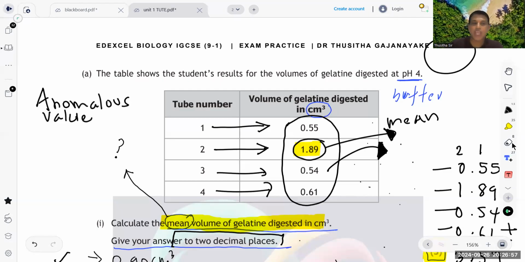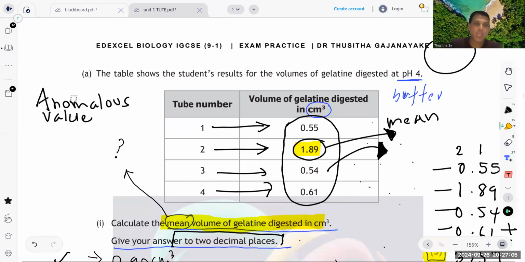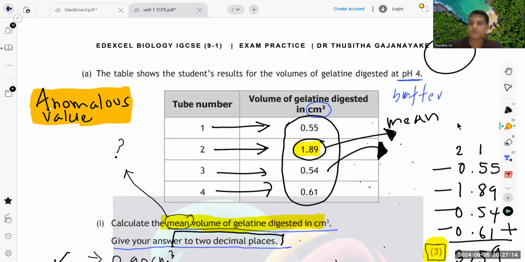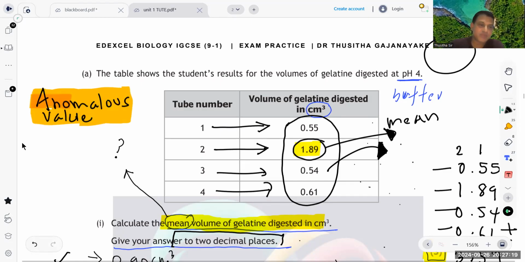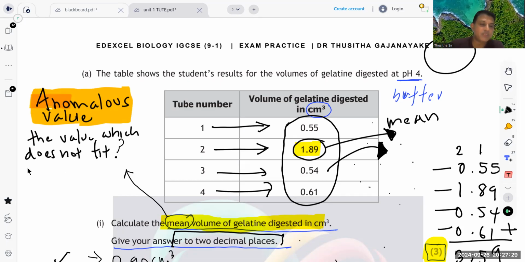So we call it an anomalous value. These values are called anomalous values. This value is called an anomalous value. The meaning is the value which does not fit to the other values.